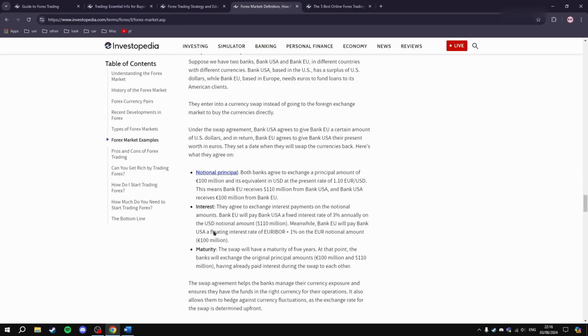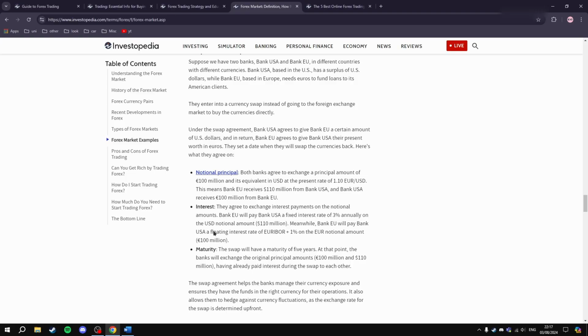Under the swap agreement, Bank USA agrees to give Bank EU a certain amount of USD, and in return Bank EU agrees to give Bank USA their present worth in euros. But doesn't Bank EU need euros? So why is Bank EU given euros? They set a date when they will swap the currencies back.